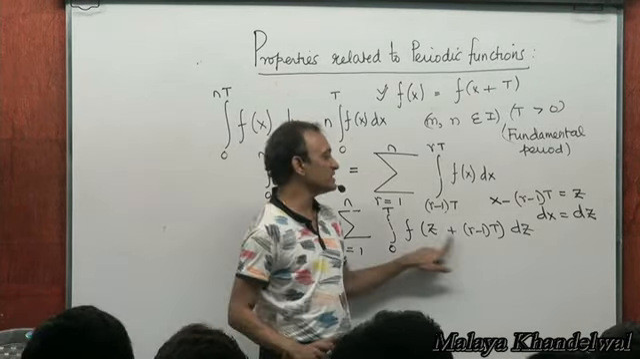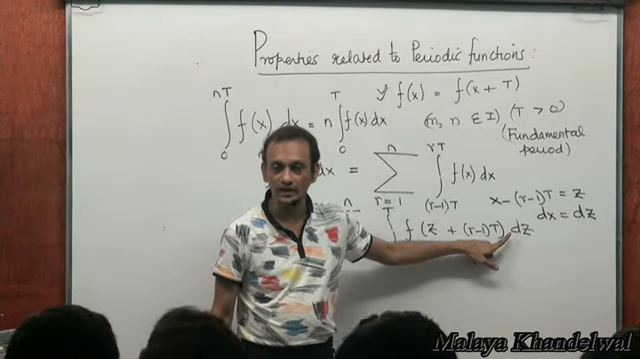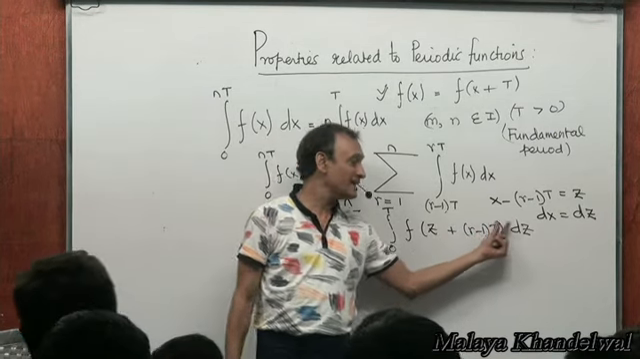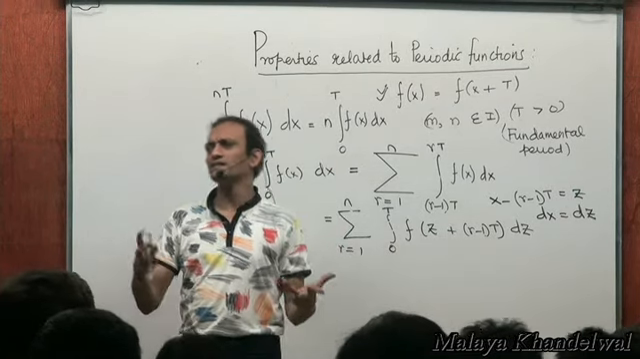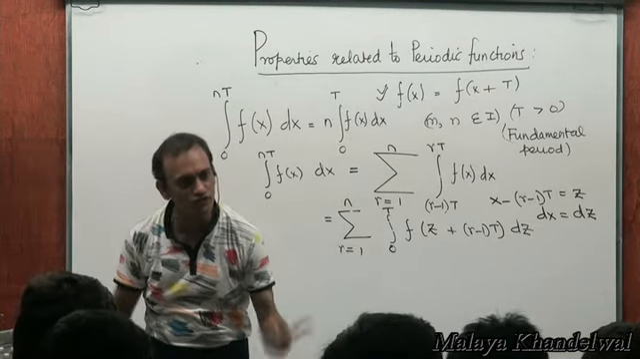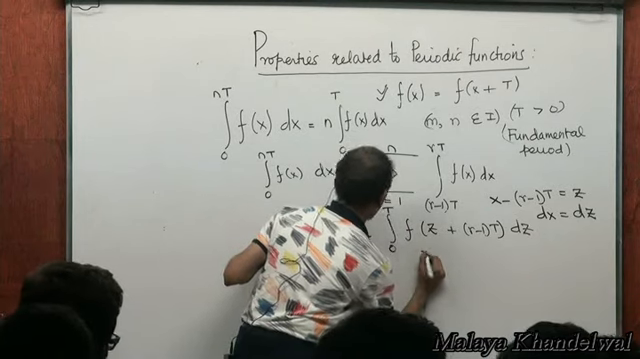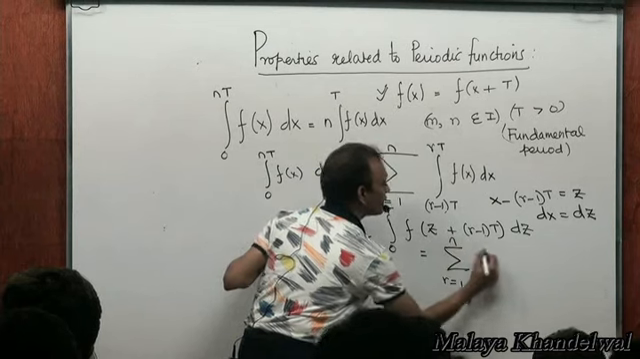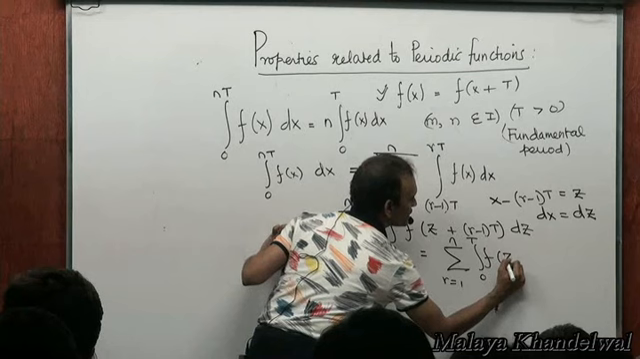So f(z) + f(z + (r−1)t) is what I get out of this. f of z plus an integer, r−1 is an integer, times t, is going to be f(z), because t is the periodicity of the function. So this is going to be f(z) for sure. So this is the summation r equal to 1 to n, integral 0 to t f(z) dz.